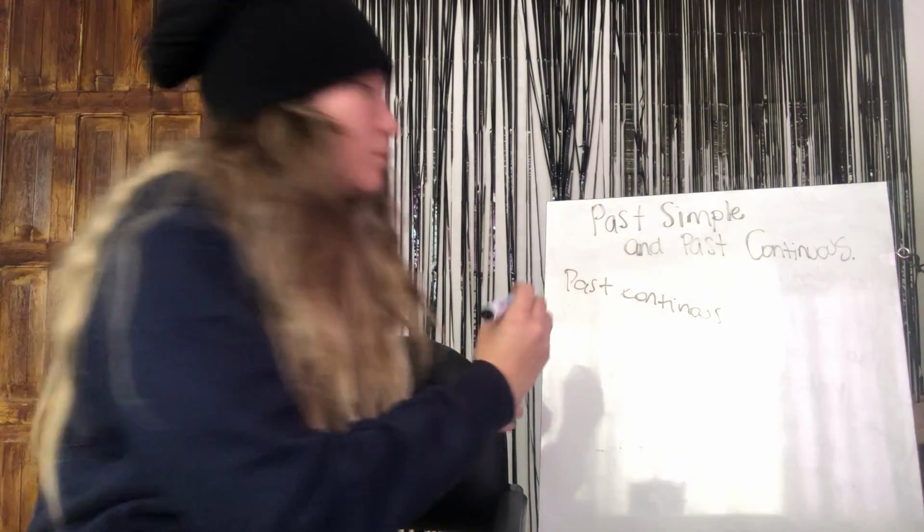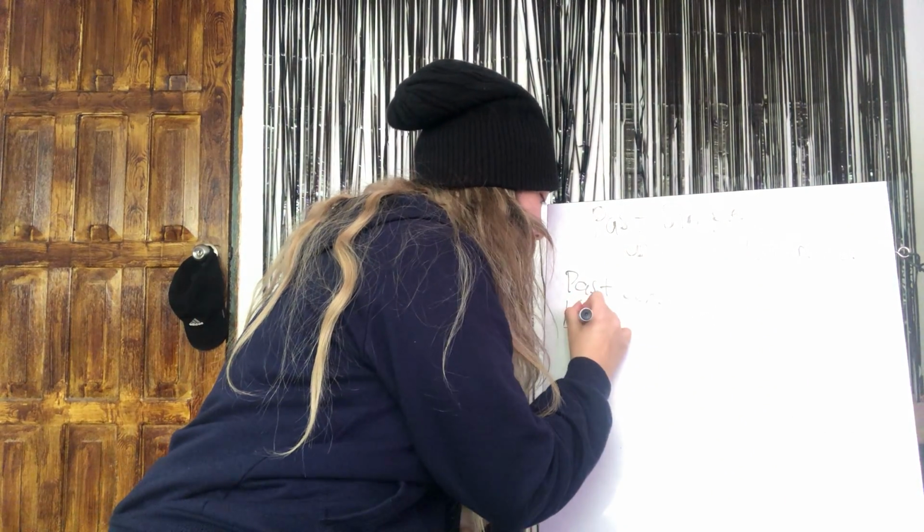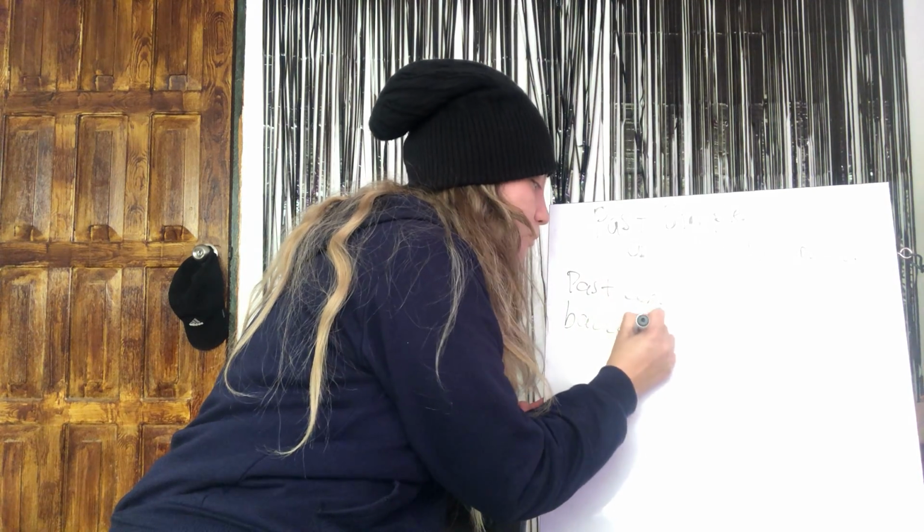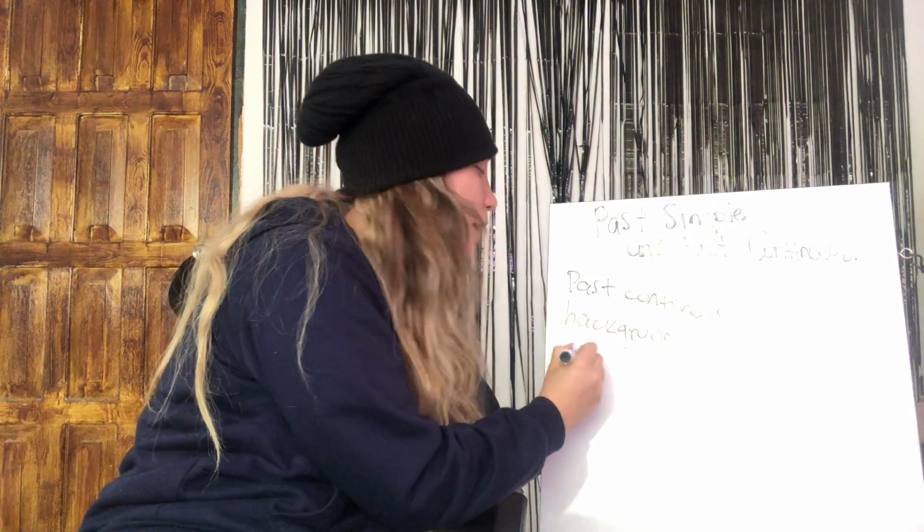Okay, we use past continuous when we're talking about something that happens in that specific time. Okay, for example, background. Let's put an example. The sun was shining.